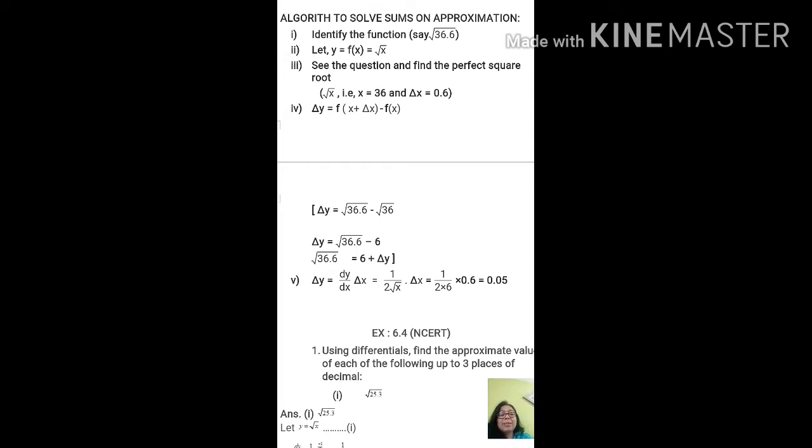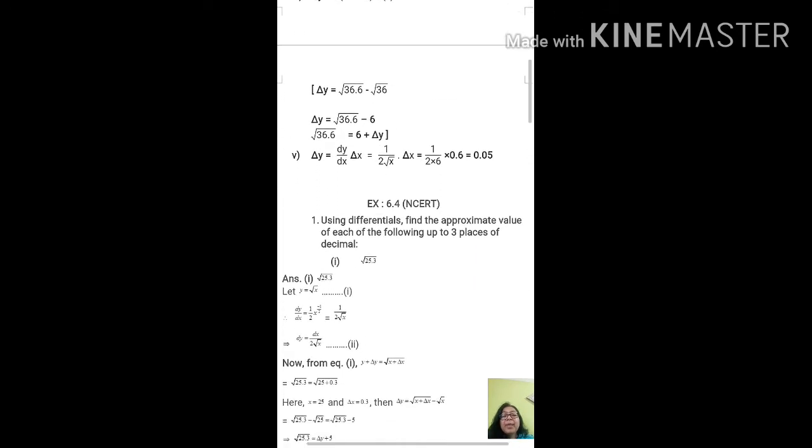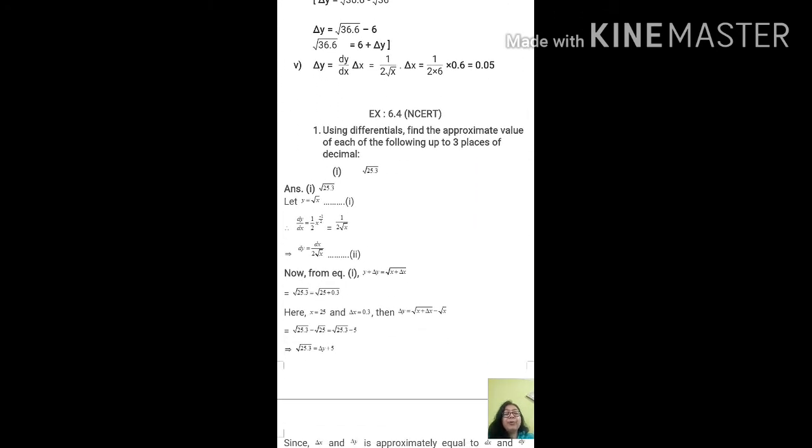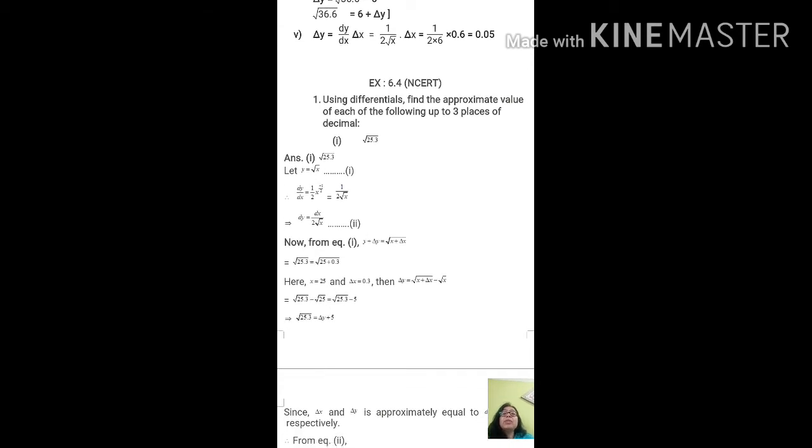Now we will solve the sums of NCERT exercise 6.4. Let us proceed with the first one. Using differentials, find the approximate value of each of the following up to 3 places of decimal. So the number is root over 25.3.